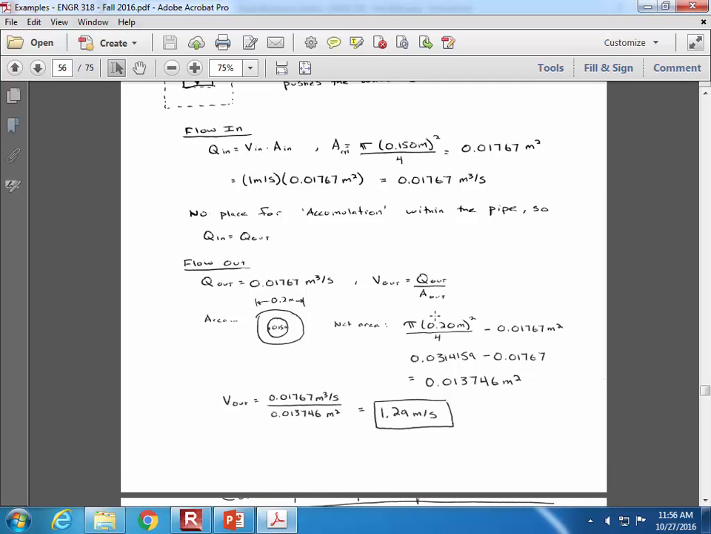All right, so flow in, flow out. The difference between the two will give you the velocity.